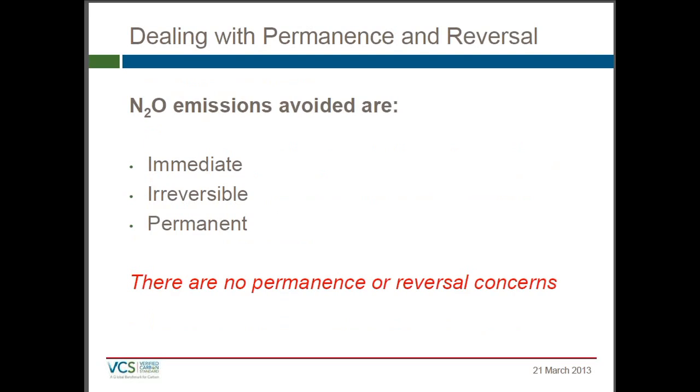So dealing with permanence and reversals, as Adam mentioned beforehand, I'll reiterate, here permanence refers to the potential for the reversal of greenhouse gas reductions and removals. The permanence issue is not relevant for some project types since the emission reductions occur at the time that the technology is put in place and they're irreversible. And this is the case with projects that use the MSU EPRI methodology, where the avoided N2O emissions due to a reduction in the nitrogen fertilizer rate occur immediately, are irreversible and permanent. So there are no permanence or reversal concerns with the MSU EPRI methodology, and as a result, no risk mitigation mechanisms are required. Next slide, please.